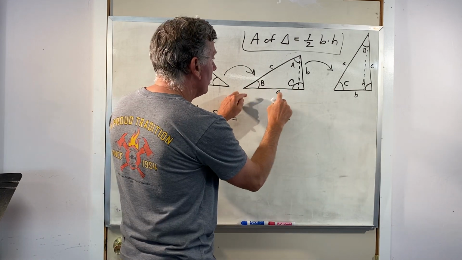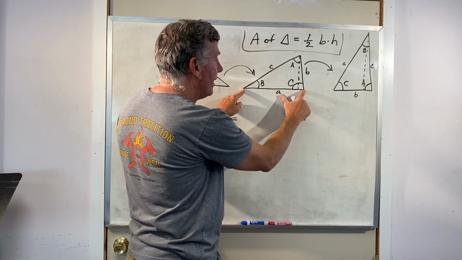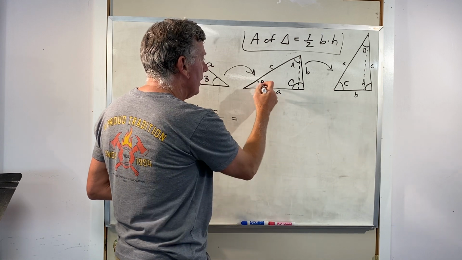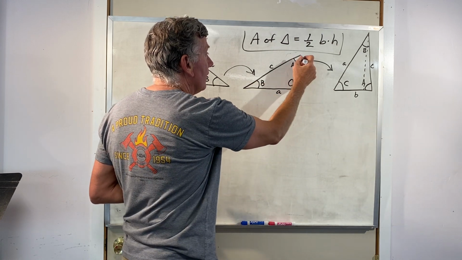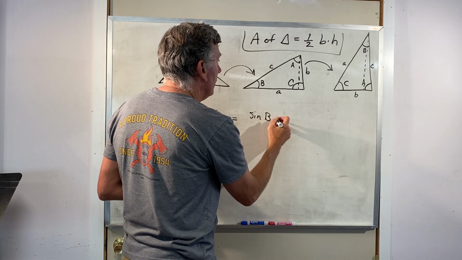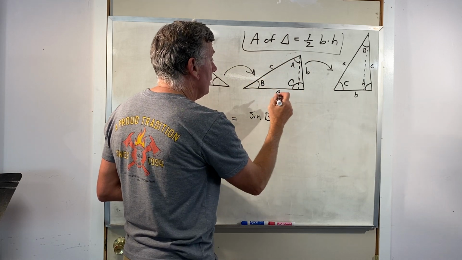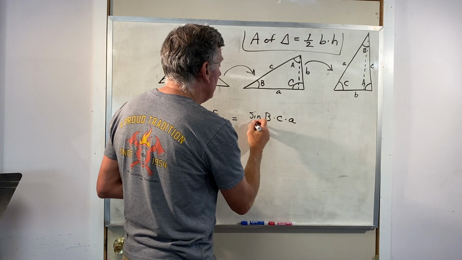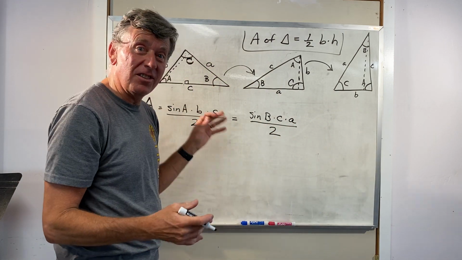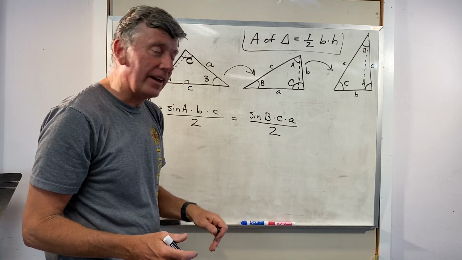The area of this triangle is going to be this height times this base, which is A, divided by 2. In my case, it is the sine of B, which is this height, times the hypotenuse, which in this case is C, times the base, A, divided by 2. It's the same triangle, so it's the same area. They are equal, but now I have different letters representing that area.